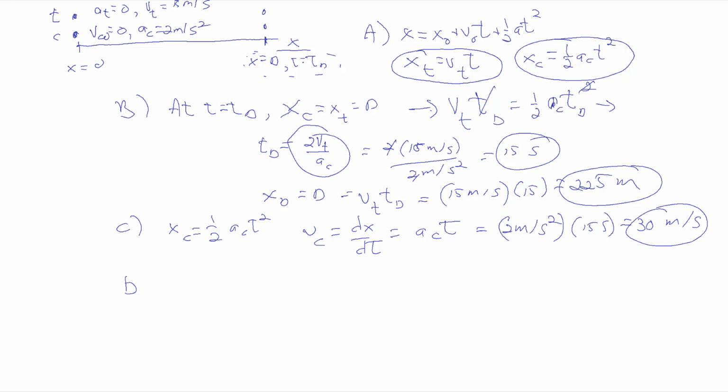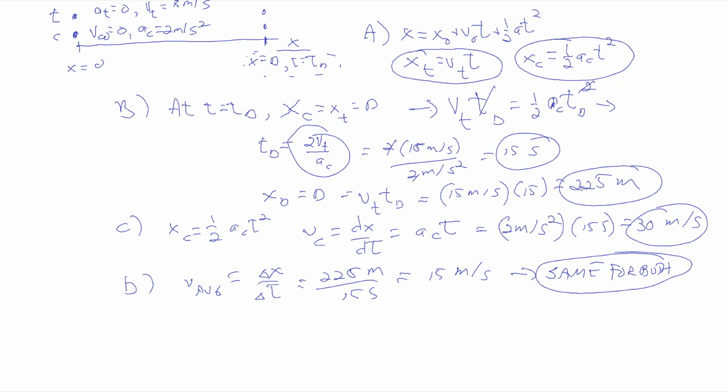Part D says which vehicle has the higher average speed. You could almost answer this by inspection if you just know the average speed, as you should know, which is delta x over delta t, and realize both vehicles travel the same distance, 225 meters, in the same time, 15 seconds. So the answer is 15 meters per second. Actually, the answer is just the same for both. Of course the truck is traveling at this speed constantly, but it's also the average speed of the car. And we're done.